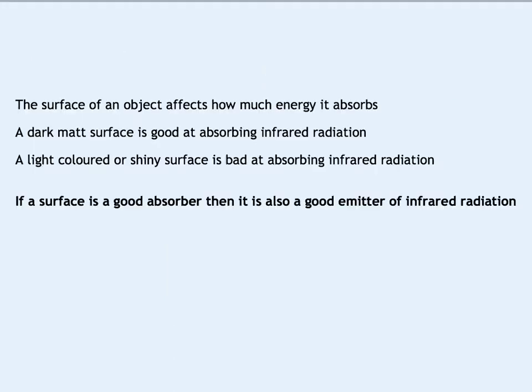Okay, so overall this is what you need to know. The surface of an object affects how much energy it absorbs. And there's two main things that affect this. Firstly, the colour, and also whether the surface is matte or shiny, so dull or shiny. If you've got a surface that is a dark colour, which is made of a matte material, so it's not shiny, then that is going to be good at absorbing infrared radiation. On the other side of that, if you've got a shirt or a surface that is light coloured or shiny, so something like aluminium foil for cooking, that's bad for absorbing infrared radiation.